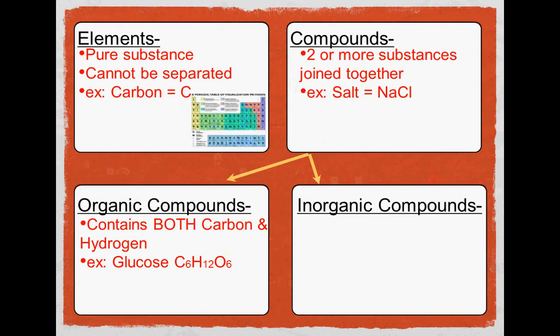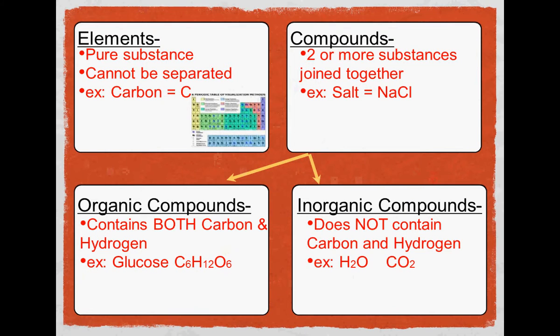If it's missing carbon or if it's missing hydrogen, then it's inorganic. If it doesn't have both of them, we call it an inorganic compound. For example, water, H2O. It doesn't have carbon and hydrogen. It's inorganic. Carbon dioxide. It doesn't have both of them. It's inorganic. Silicon dioxide, salt, sodium chloride. Those are inorganic because they're missing the carbon and or the hydrogen.